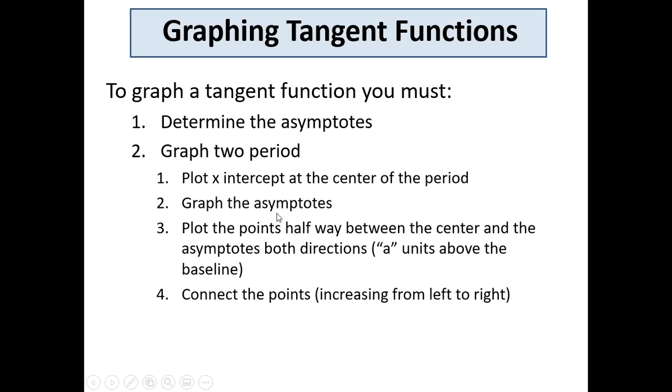So how do you graph a tangent function? First, determine the asymptotes where cosine is going to be 0. Graph 2 periods. Plot the x-intercept at the center of the period. Graph the asymptotes and then plot the points halfway between the center and the asymptotes. Again, those are the quarter points, in both directions. And then A units above the baseline, that's where the curve changes directions. So we can connect the points. And we'll take a look at an example here.